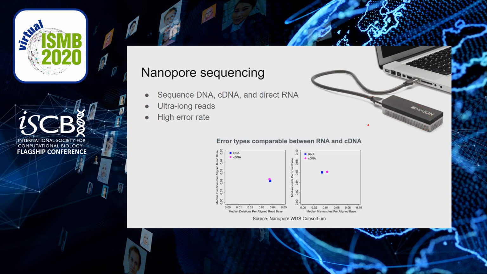But it has several disadvantages. One of them is that the error rate is still really high. In our case, where we use direct RNA and cDNA for building transcriptomes, the error rate is comparable in both scenarios, and it averages around 6% of insertions and deletions and around 5% of substitutions per aligned read base.